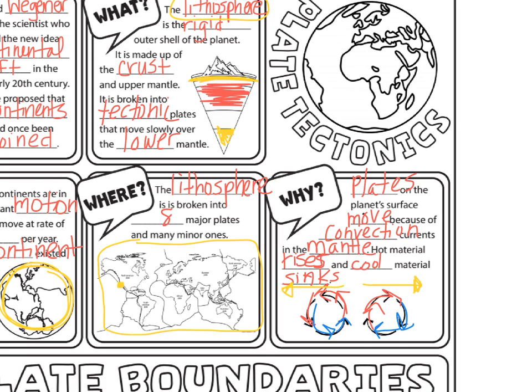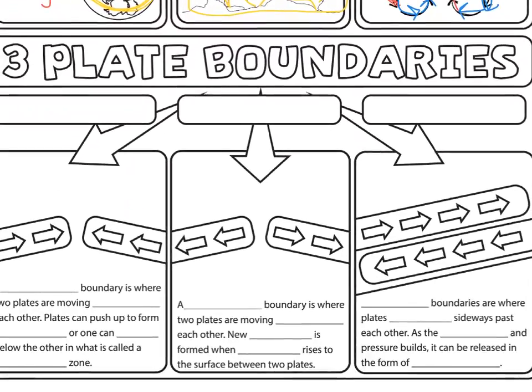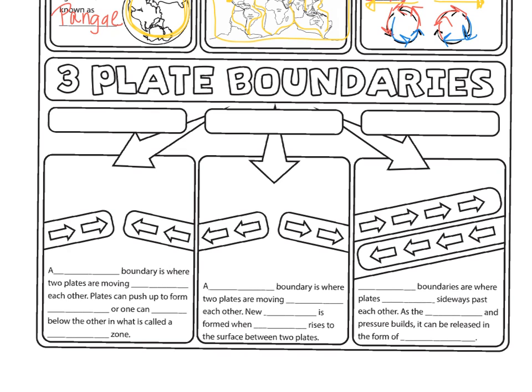Okay, so at these different plate boundaries, we have 3 different processes going on. So you can see all of these lines here are the plate boundaries. Some of the plates are sliding past each other, some are going apart, some are coming together. So let's take a look at these. So the first type of plate boundary is coming together, and this is called a convergent plate boundary.